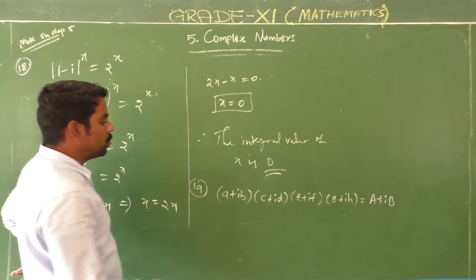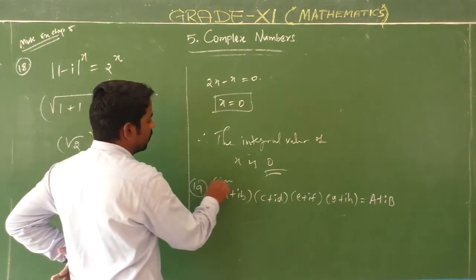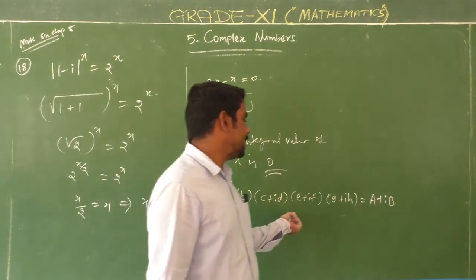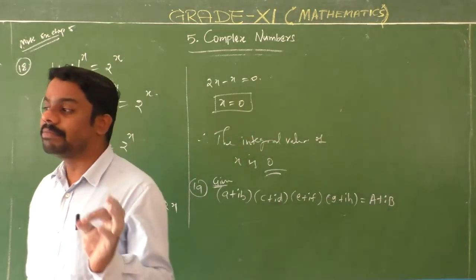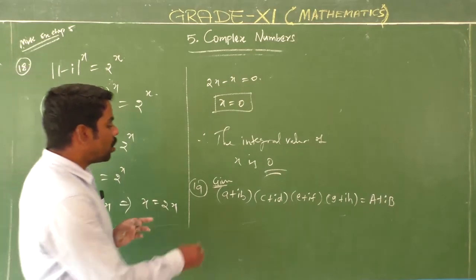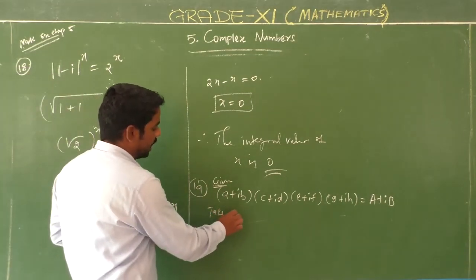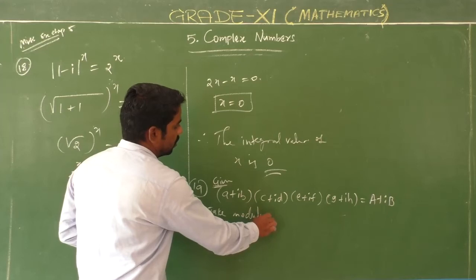Right. To prove: given (a plus ib) into (c plus id) into (e plus if) into (g plus ih) equal to capital A plus i capital B. Take modulus on both sides.